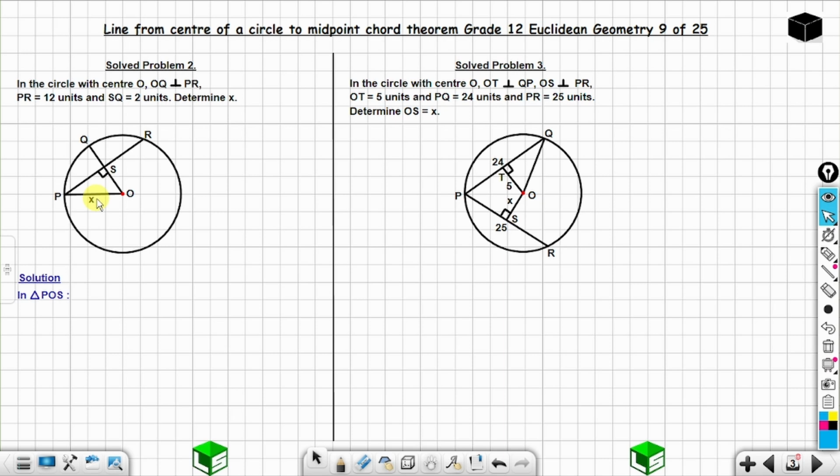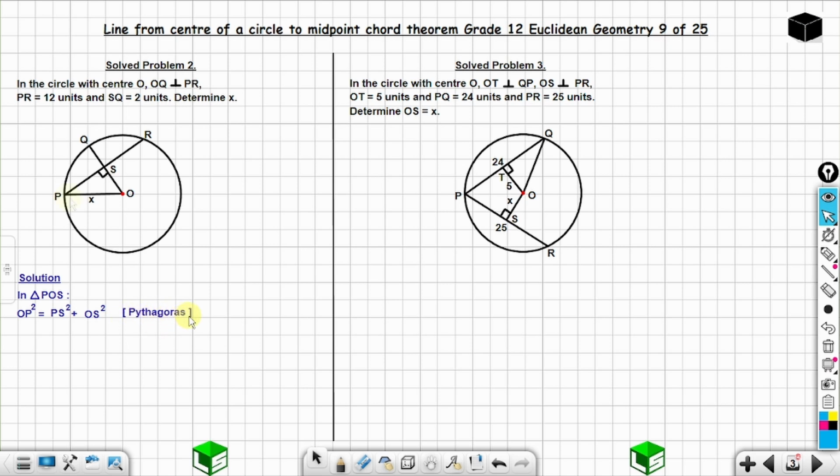Pythagoras theorem says the square of the hypotenuse is equal to the sum of squares of the other two sides. The hypotenuse is always the side opposite the right angle. It is the longest side. So OP squared is equal to PS squared plus OS squared. This is Pythagoras.